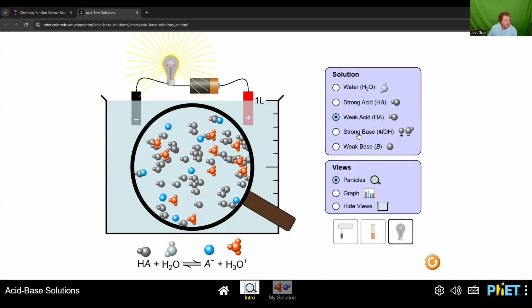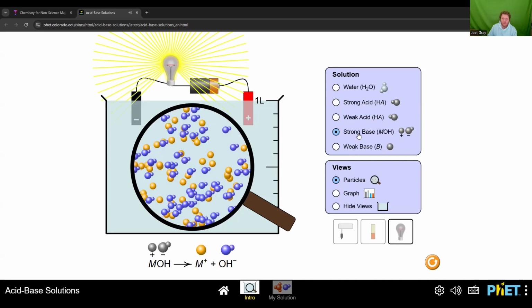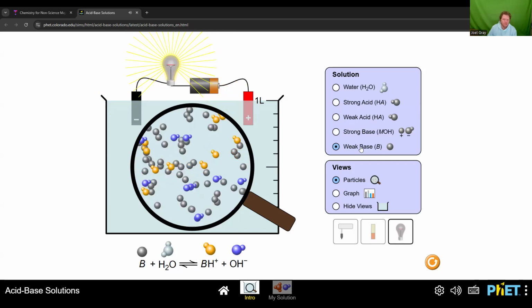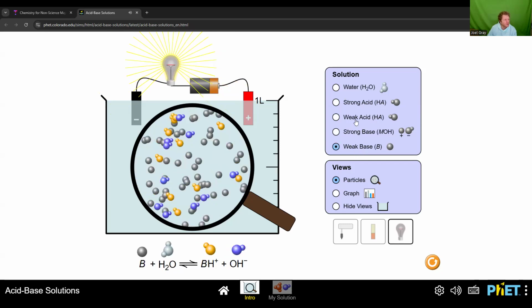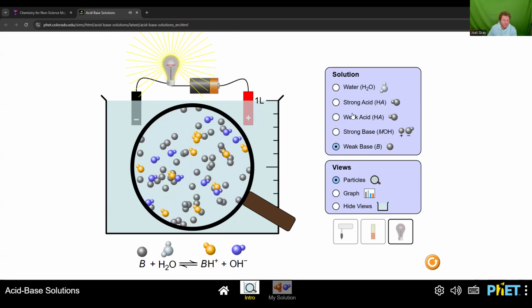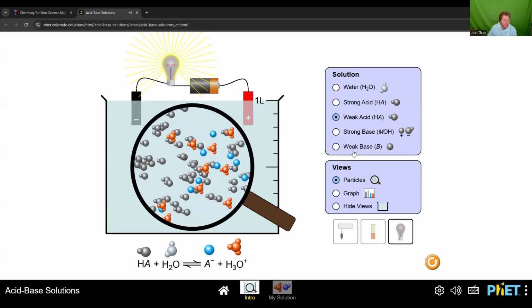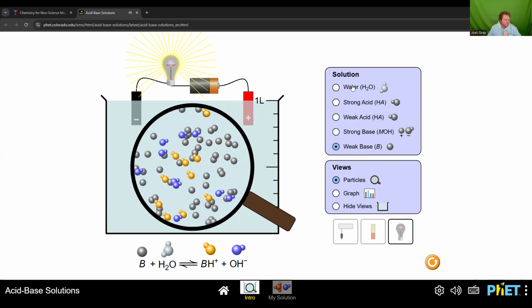Now, all right, let's go with a strong base. What does that look like? Oh, a strong base can conduct electricity. Let's check out a weak base. Oh, a weak base is like a weak acid: the intensity of the light is basically staying the same. So if we were to summarize this thought, well, acids and bases conduct electricity.